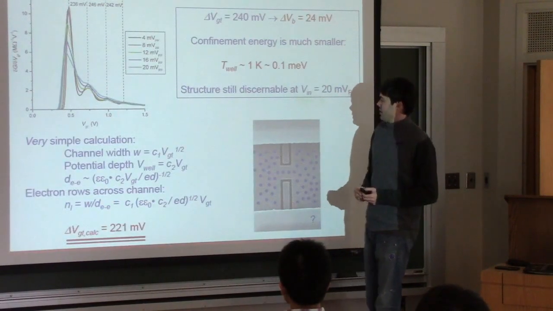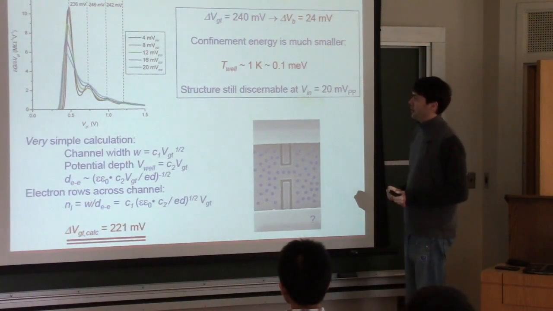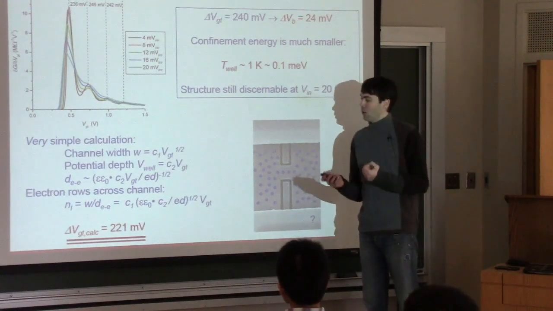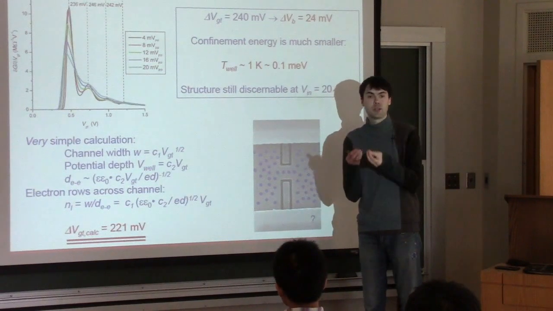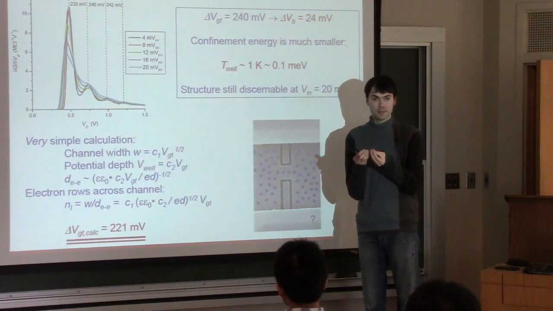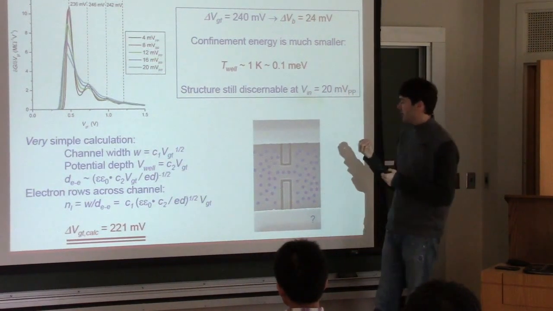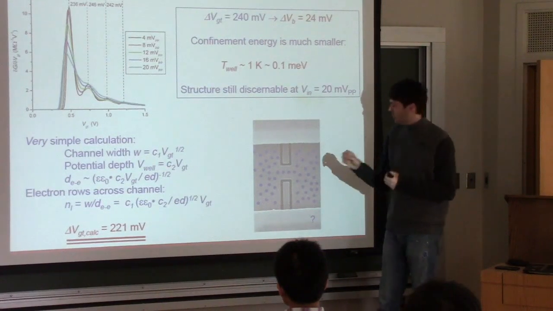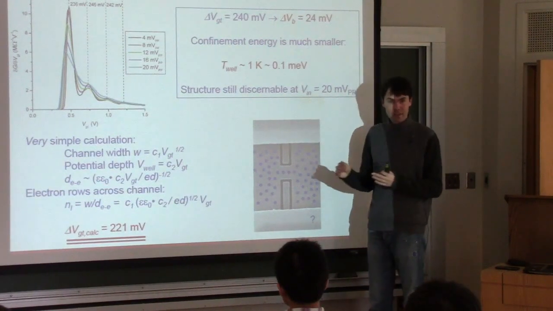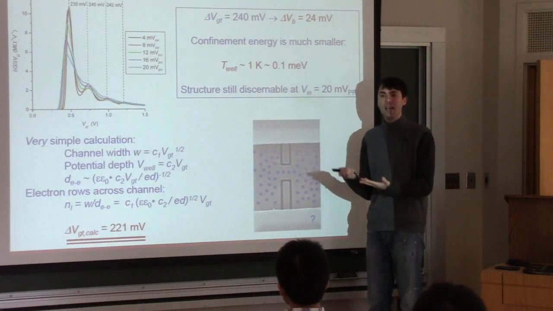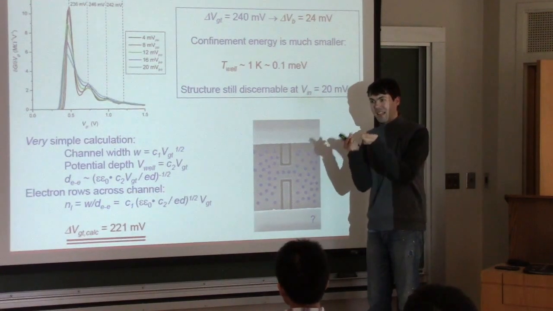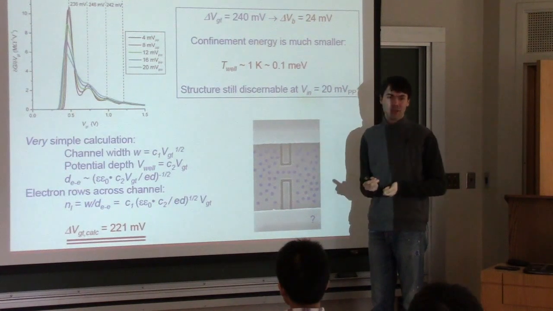The explanation is as follows. Basically, it all comes down to these electrons having very strong Coulomb interactions. And it turns out it costs you energy to put two electrons at the same time through this constriction. But it's not a quantum confinement energy. It's a classical Coulomb electrostatic energy.